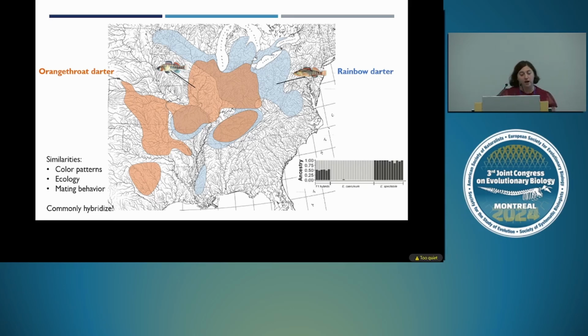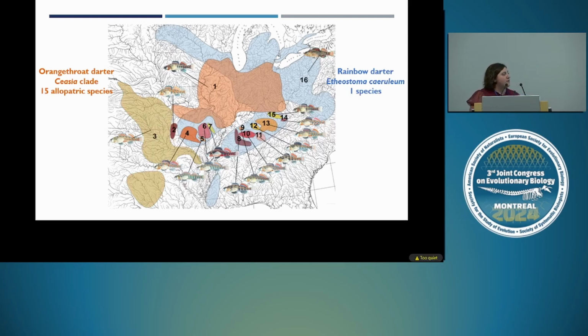You can go out and catch a lot of F1 hybrids. What's really interesting about this group is that we have one species of rainbow darter, Etheostoma caeruleum, but we actually have an entire clade of orange throat darter species, which is thought to have arisen due to their occurrence in sympatry with the rainbow darter. Most of these species occur either in sympatry or just in allopatry. One exception is Etheostoma spectabile, and that's the orange throat darter I focus on. It's the only orange throat darter that occurs in both sympatry and allopatry.